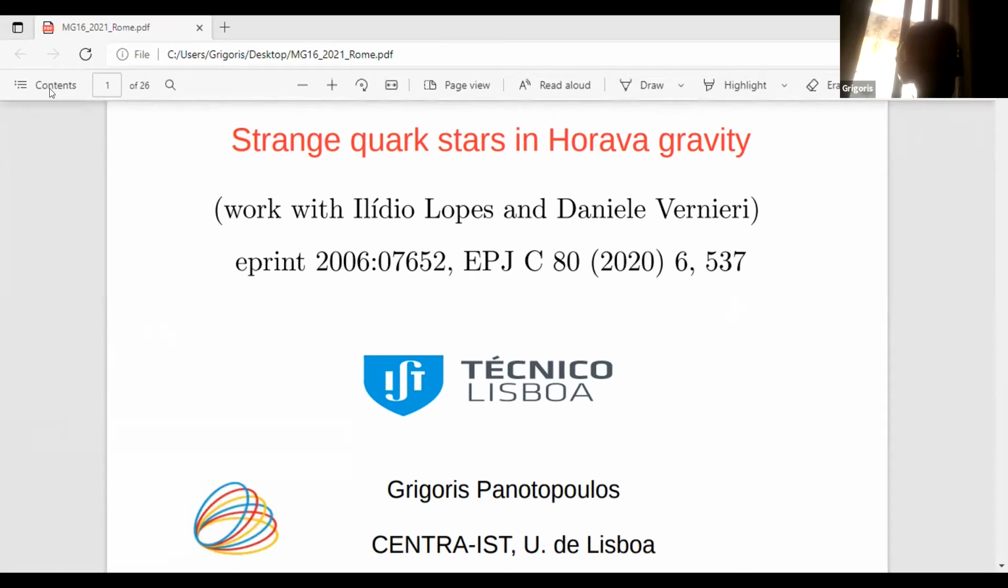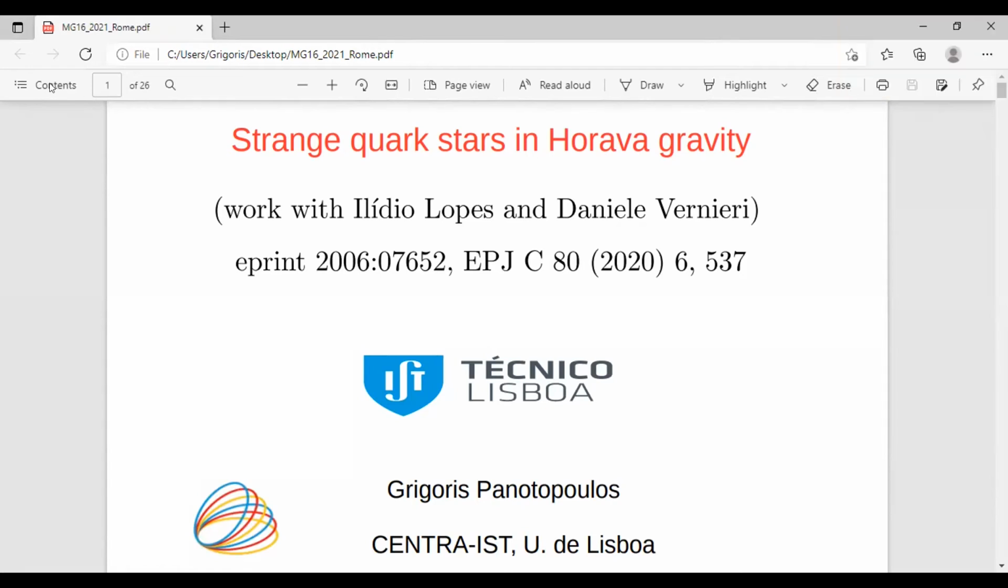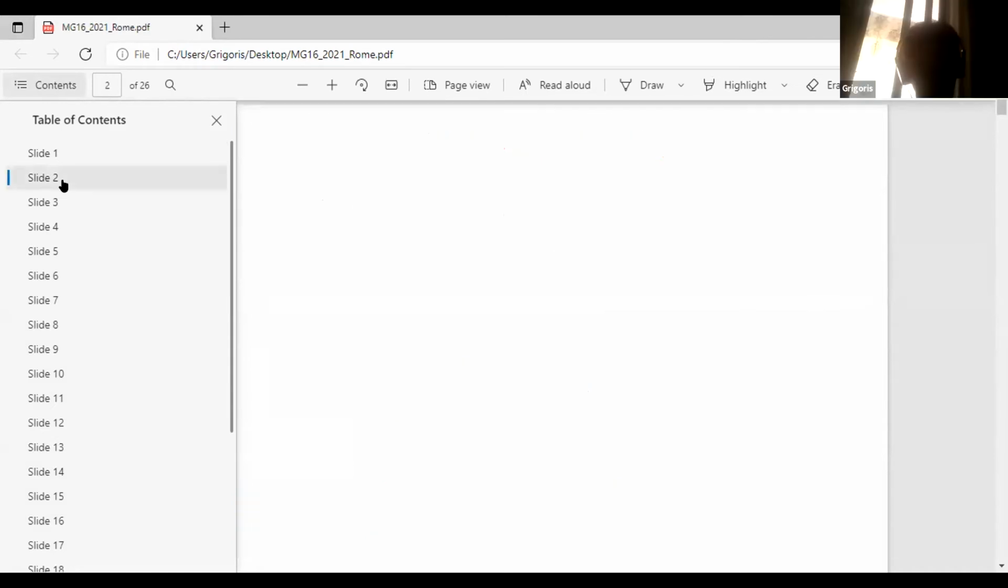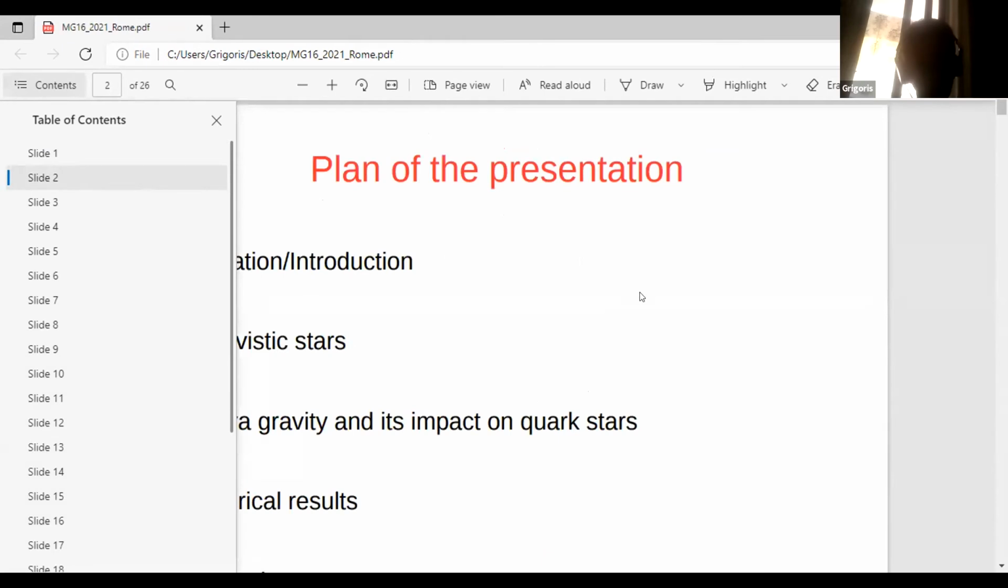Yes, it's better to use this option here. Sorry about that. My computer is getting slow sometimes.